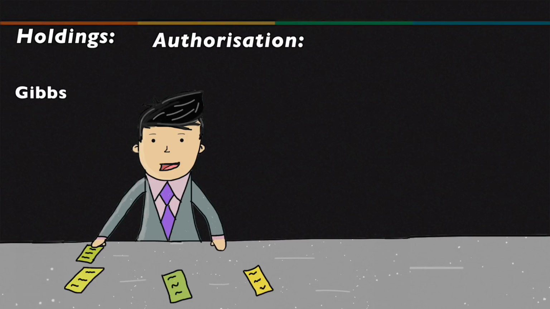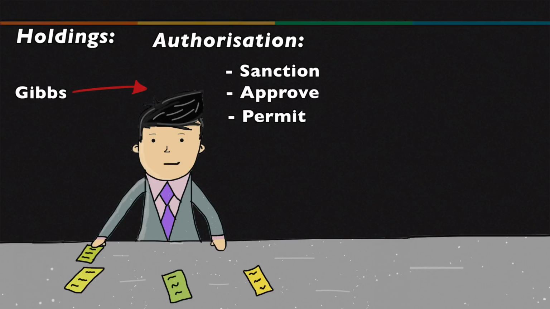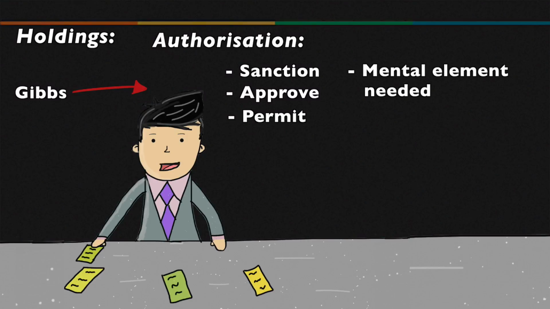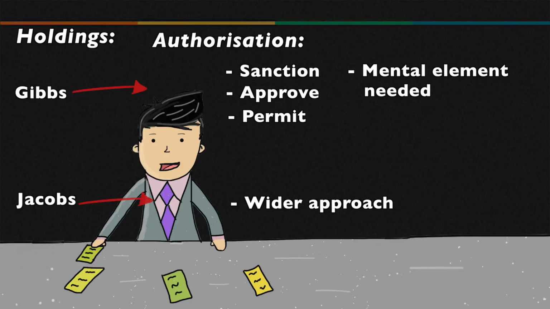Justice Gibbs stated that it had been judicially held that the word authorise holds its ordinary dictionary meaning, that is to sanction, approve, or permit. But he also said that authorisation requires a mental element, and cannot be inferred if a person doesn't know or suspect that infringement may occur. Justice Jacobs, on the other hand, took a wider approach, recognising that the university had invited users to use the photocopying facilities as they see fit. The case's third judge agreed with Gibbs.